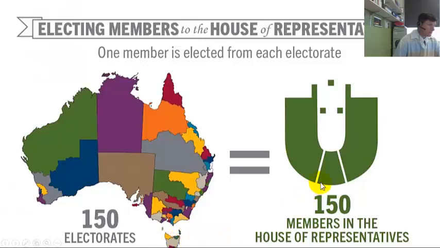There are 150 members all up, and it's basically representative of how the population really is divided amongst the whole country. So New South Wales, which is the most populous state, has the most members in Parliament.